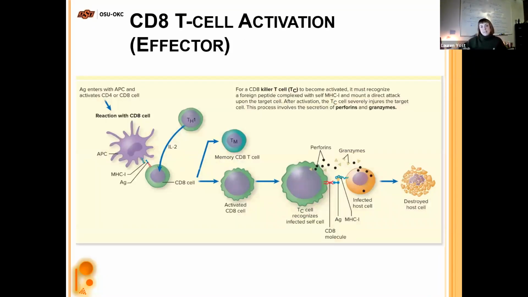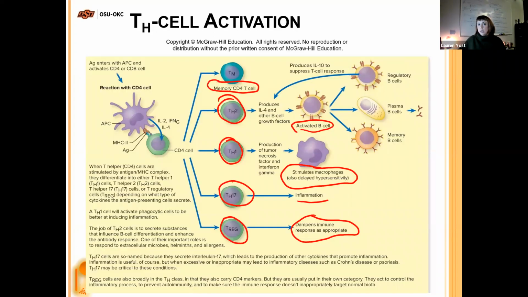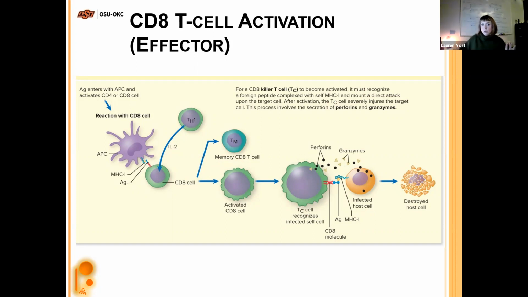Now with CD8 T cell activation, so these are effector cells. So those are helper cells. We just went through the helpers, THs. That's helpers only. These are CD8 T cells that are effector cells. What does that mean? They have their own job. They actually do a thing. They're not helping anybody else do a thing. They're doing their own thing.